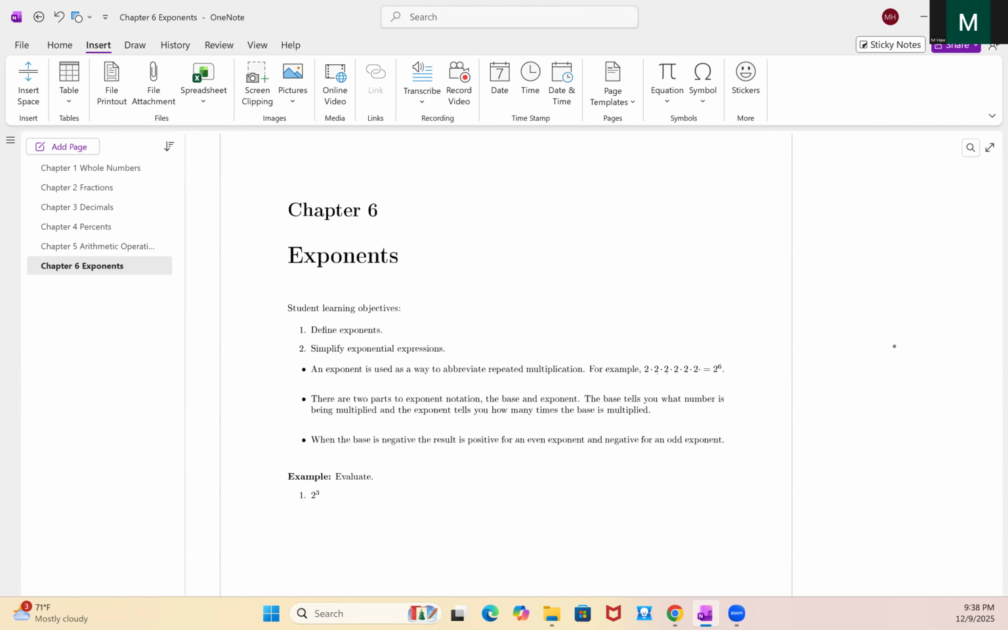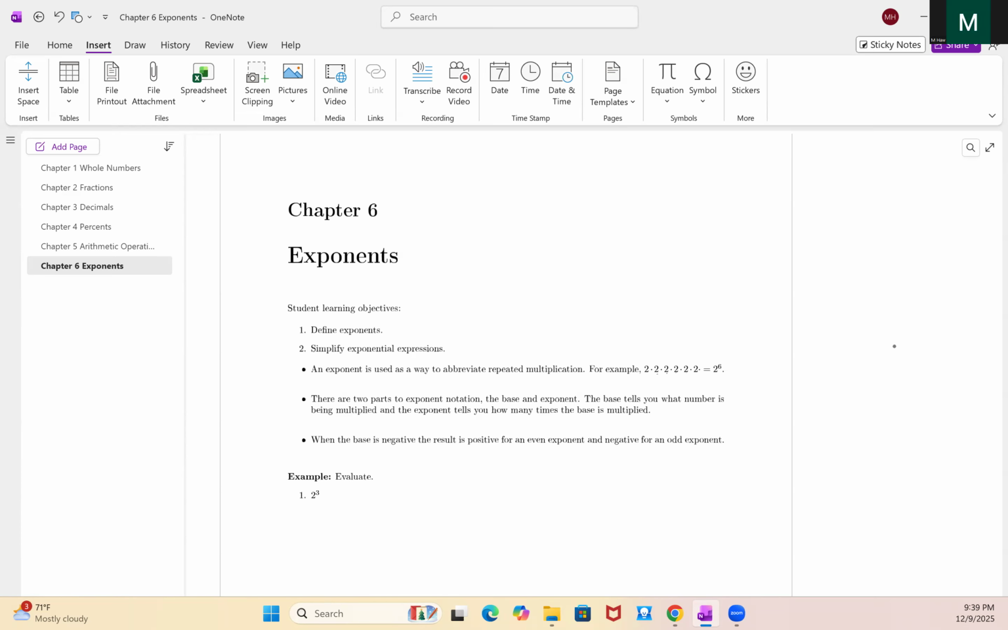So we write it as 2 to the power of 6, where the exponent is the number of times that 2 occurs as a factor, and the factor itself is the base. So there are two parts to exponent notation, the base and the exponent. The base tells us what number is being multiplied, and the exponent tells us how many times the base is multiplied.